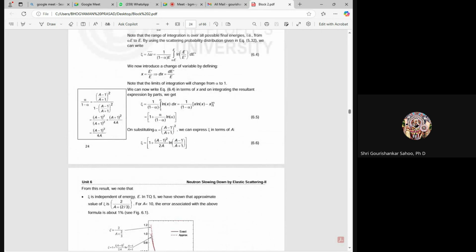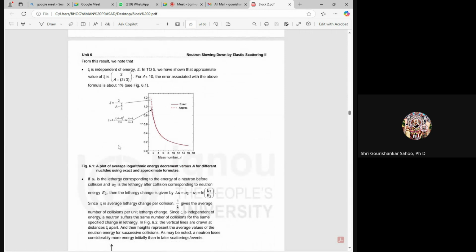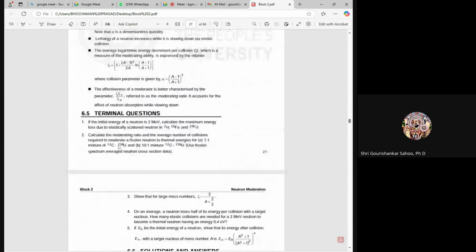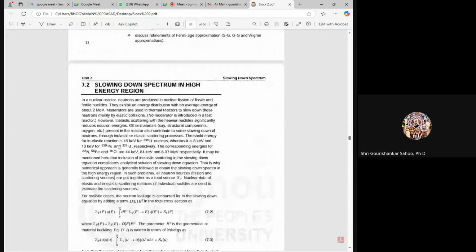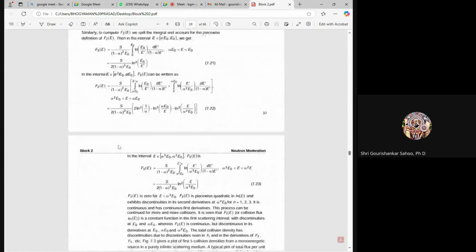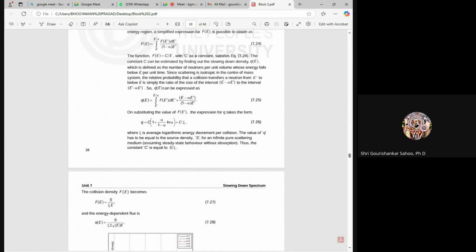You can see also in the expression, xi is equal to 1 plus (A minus 1) squared by 2A, times the logarithm of (A minus 1) by (A plus 1). So it decreases logarithmically as shown in figure 6.1. Hence it says the average logarithmic energy decrement per collision, equation 7.26.